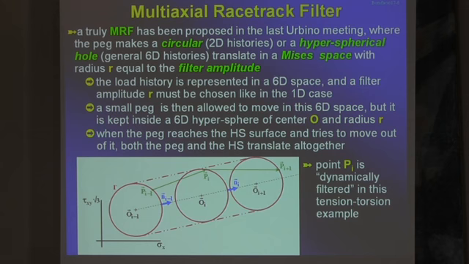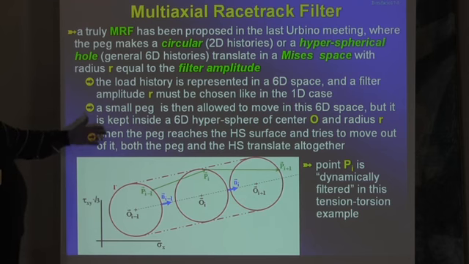So the load history is represented in general in a 6D space. Of course, we have to use 2D space in order to visualize it here in the slides. And the amplitude must be chosen in a way to remove every event that doesn't need to be accounted for without removing any event that can cause real damage. So this peg is then allowed to move inside the hypersphere that has a center O at an instant and the radius R that is used to remove the noise.